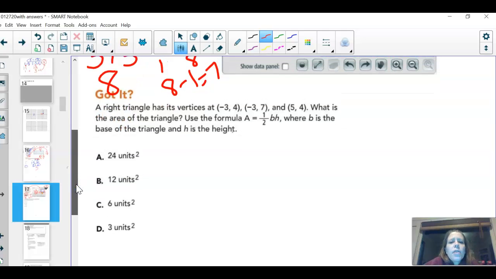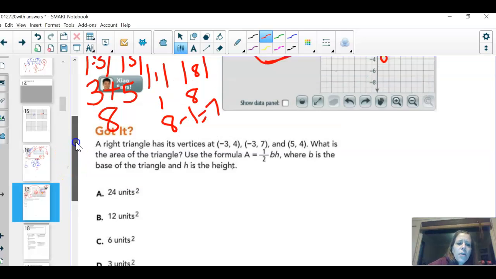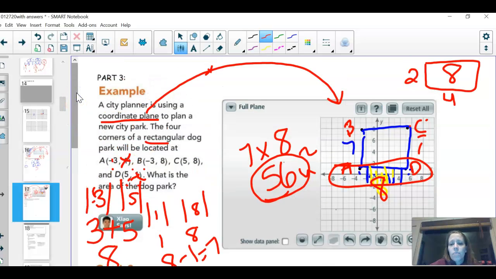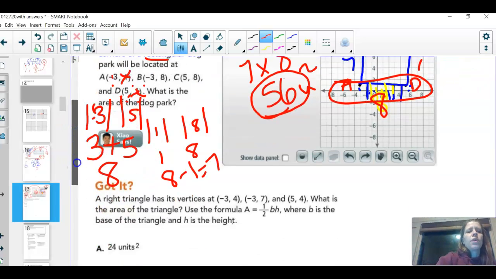Okay, go ahead and look at this one. This one is a little tricky. Okay, so try it, draw it, and then before I even do that one, what would happen if I had to find the perimeter? So if I had to do the area, which is what the problem asked, I would do 7 times 8. But if it said, what is the perimeter of the dog park?